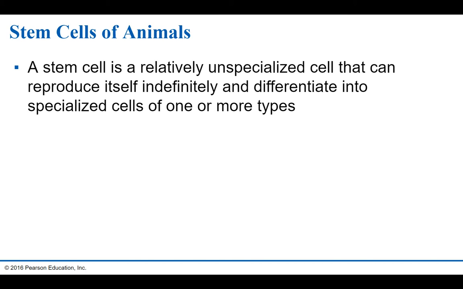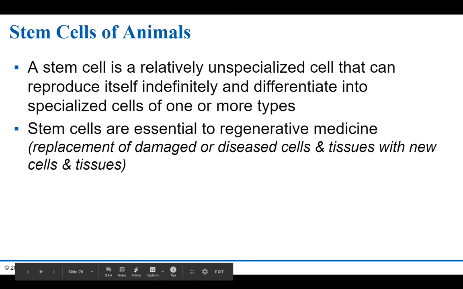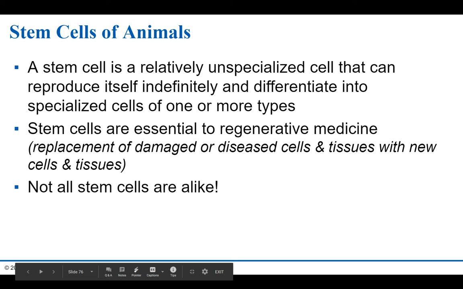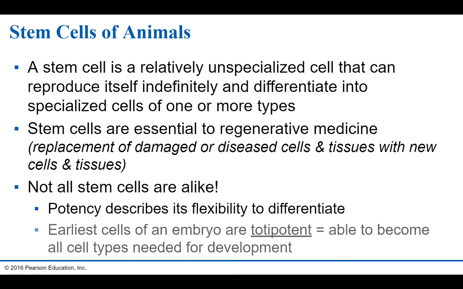And like I said, there are different kinds of stem cells, so we'll talk a little more about this definition as we go through. Stem cells are essential to regenerative medicine. That's where they're mainly used in science, when we're studying how to replace damaged or diseased cells and tissues with new ones. So that's what regenerative medicine means, rebuilding or regenerating tissues. And not all types of stem cells are the same. Its potency, like I said, means its flexibility to differentiate, or how many different types of cells it can become. And the ones we're looking at right now are totipotent. They can become everything.